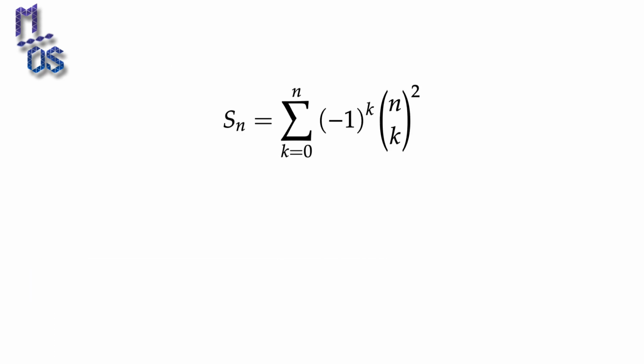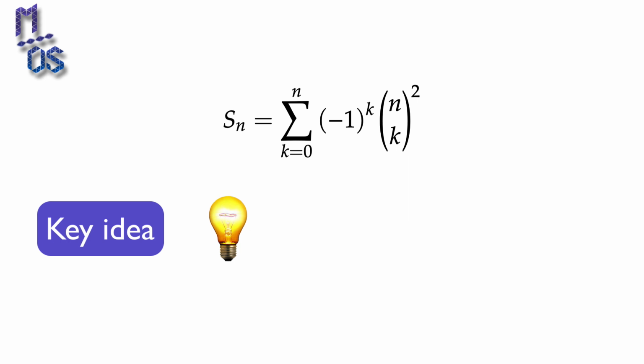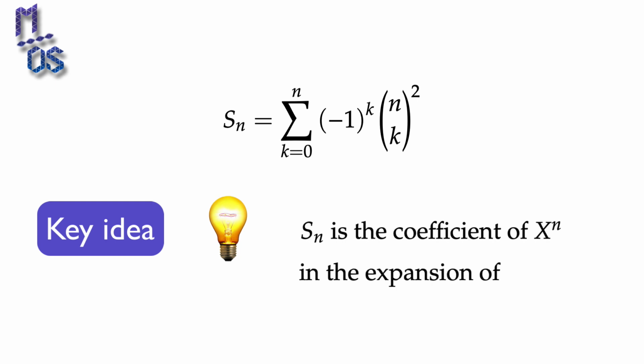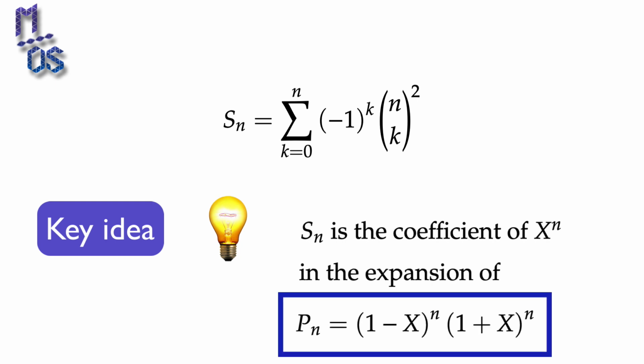Consider S sub n, which denotes the sum for k equals 0 to n of -1 to the kth power multiplied by n choose k squared. The key idea is that S sub n can be considered as the coefficient of x to the n in the expansion of the following polynomial. P sub n equals (1 minus x) to the n multiplied by (1 plus x) to the n.